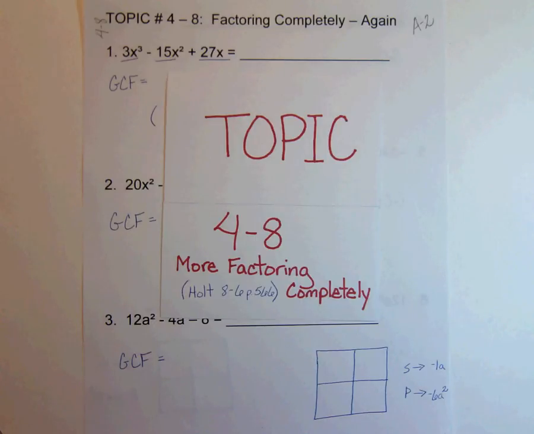Topic 4-8, Factoring Completely Again. This is the last topic in this Unit 4, and this can be referenced with our whole textbook, Chapter 8, Section 6, on page 566.